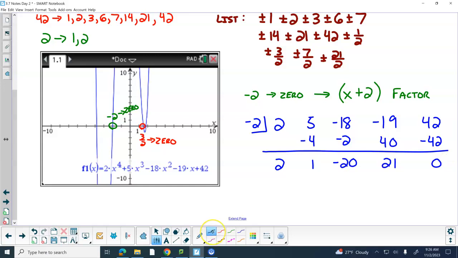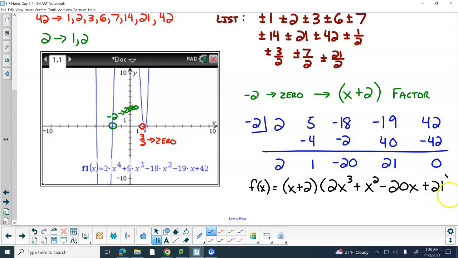So this tells me that f of x can now be written as x plus 2 times 2x cubed plus x squared minus 20x plus 21.